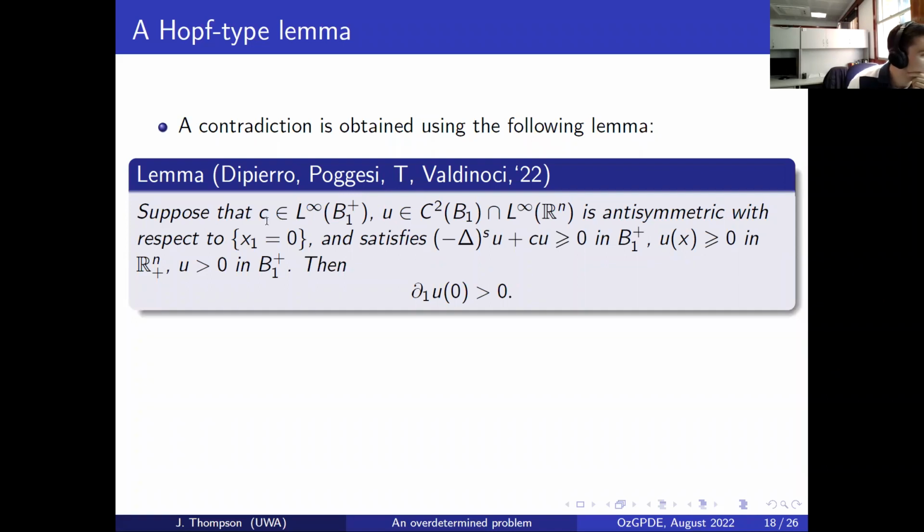So we proved that if we have a supersolution of this 0th order equation, where c is bounded, and that u is antisymmetric across the x1 equals 0 plane, and we also have that u is non-negative in R^n plus, so that's the right-hand side of the plane, and u is strictly positive in B1 plus, which is the part of B1 where x1 is positive, then actually at 0, we have to have this strict inequality. So this is a Hopf type lemma.